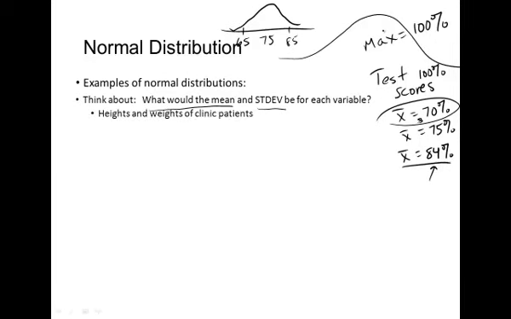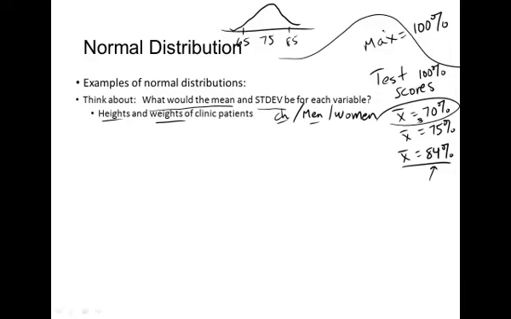All right, so here are some health examples. Heights and weights separately of clinic patients. What you want to do here is not include everybody in the same population or the same sample. You would want to separate men from women, and you would also want to separate them from children as well, because you wouldn't want to compare the height of a child to the height of a full-grown man. That doesn't make any sense.